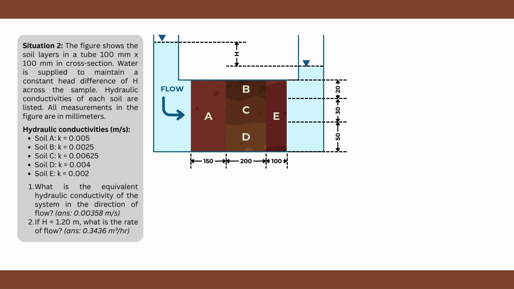1. The equivalent hydraulic conductivity of the system in the direction of flow. And 2. The rate of flow in the soil if the value of the constant head is 1.2 meters.